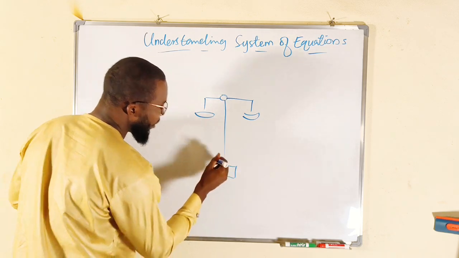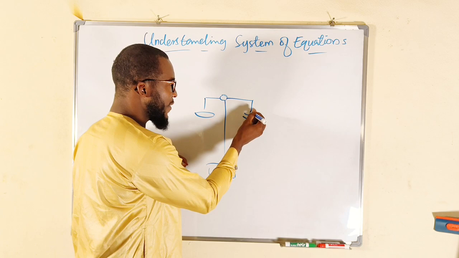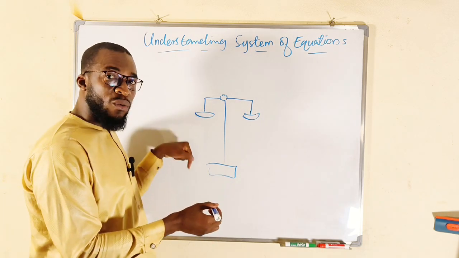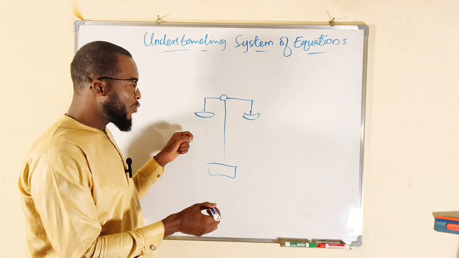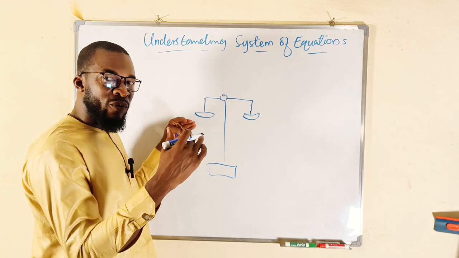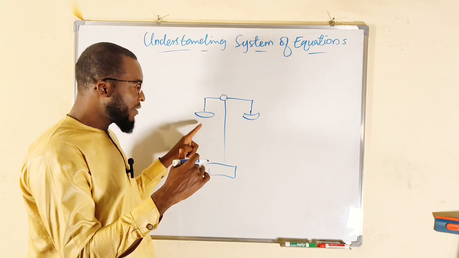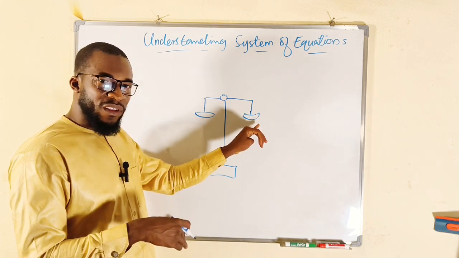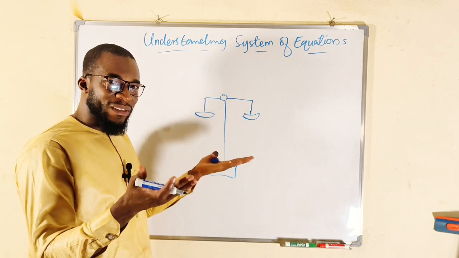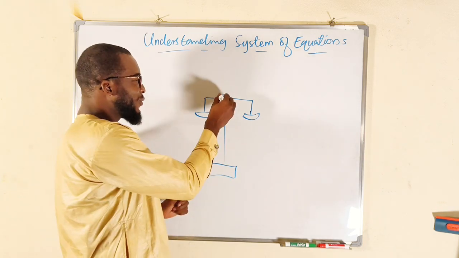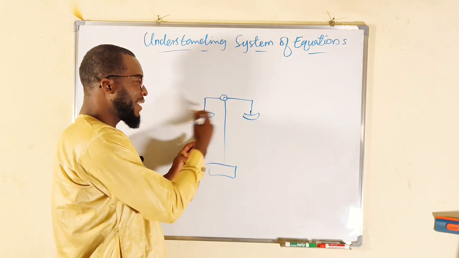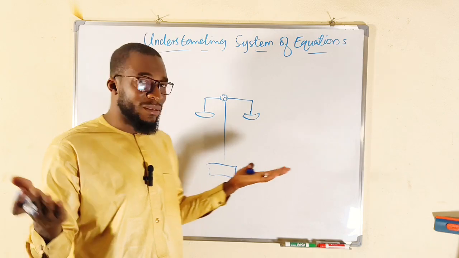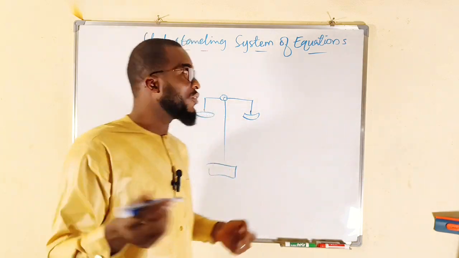This is a scale. You know that definitely if I should add something here, it will go down, right? And if I should remove it, it will go back to its equilibrium position. If I add something here, it will go down again. If I add the same quantity to the other side, it will remain at equilibrium. So this position tells us that the left and the right hand side are exactly the same. This is why these two pans are in equilibrium position.